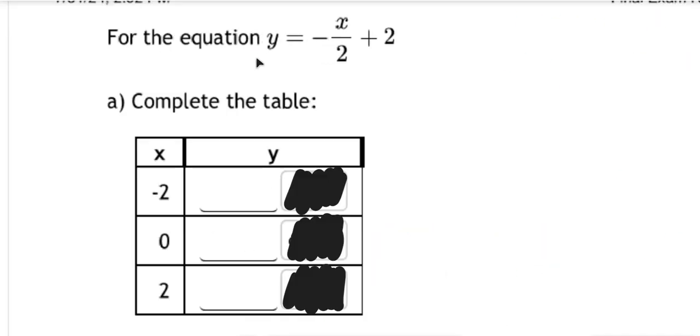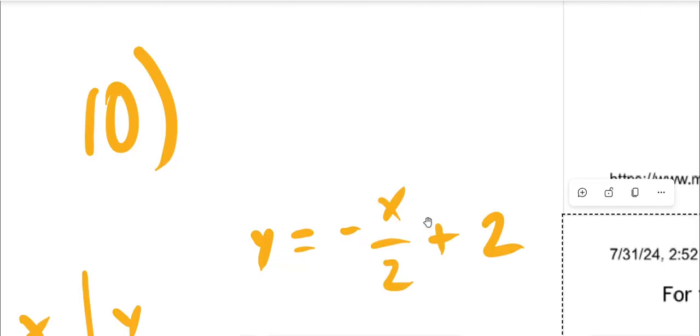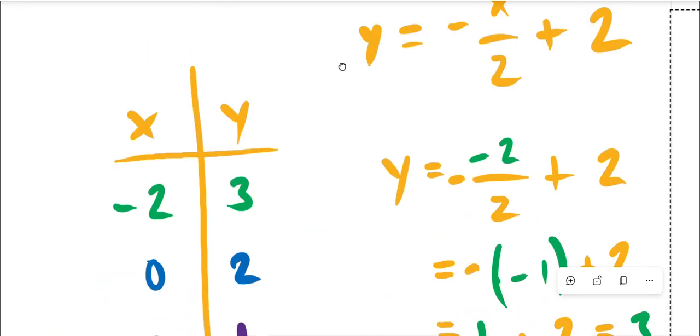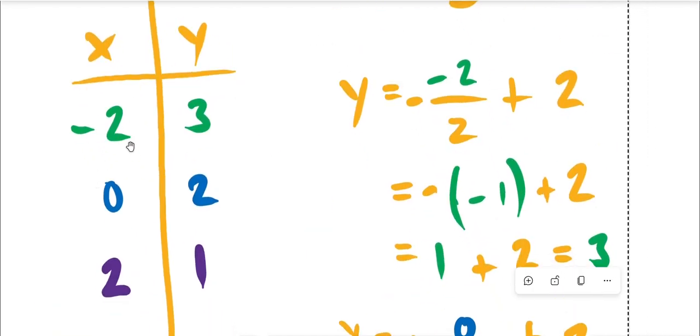Question number 10 says, first for this equation, complete this table, and then they're going to want a graph. To complete the table, we first copy down the rules, and then we're going to substitute the following values in for x.